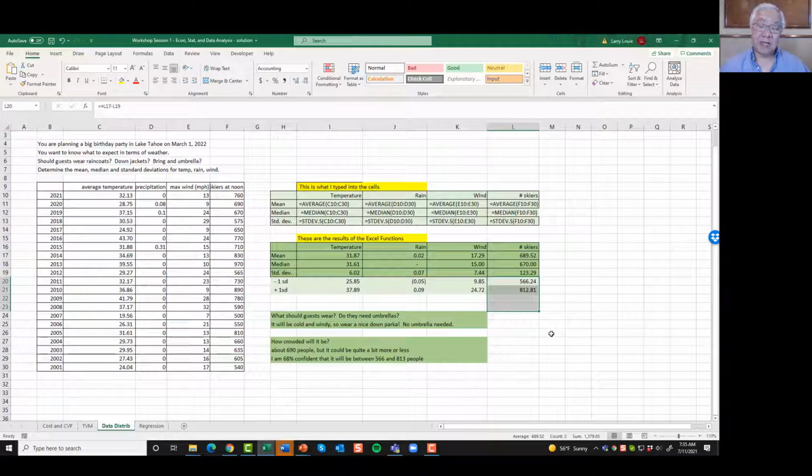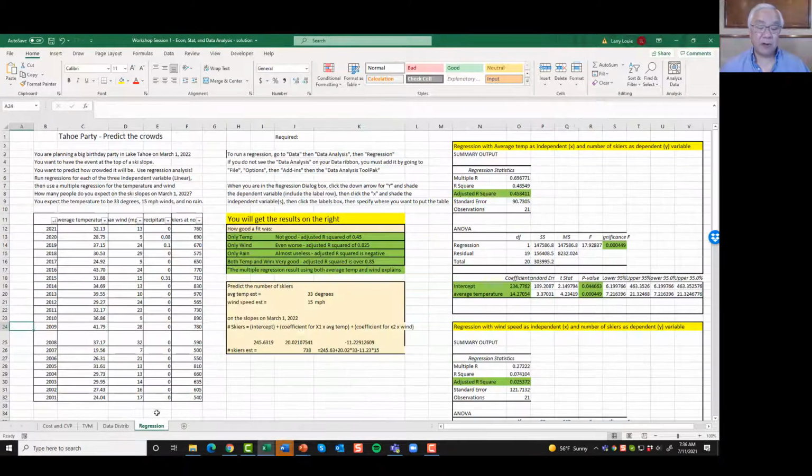So the way to say it very precisely is a year from now, we would estimate that there would be 689 skiers. It could be as low as 566 and as high as 812. And within that range, there is a 68% chance of that number happening. So that's how we would state the results of this particular analysis.